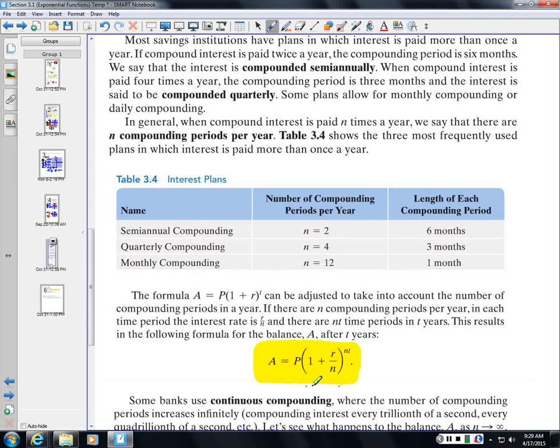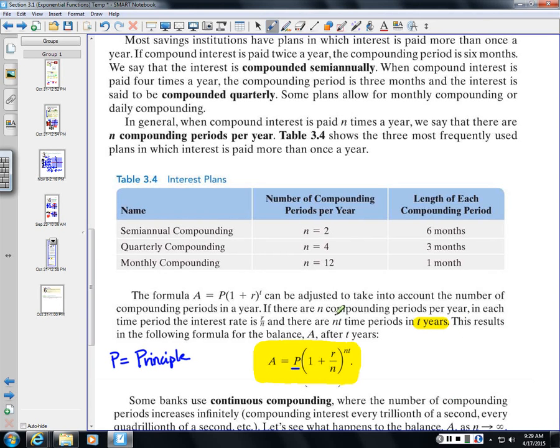The P in that formula is your principal. How much are you investing? The R is your interest rate. And the T, of course, is time. Time is always given in years. Again, this is all up here in some of this explanation.